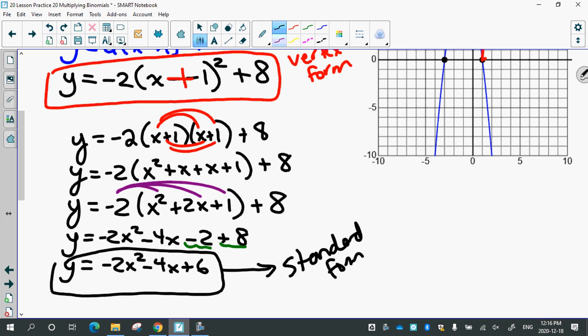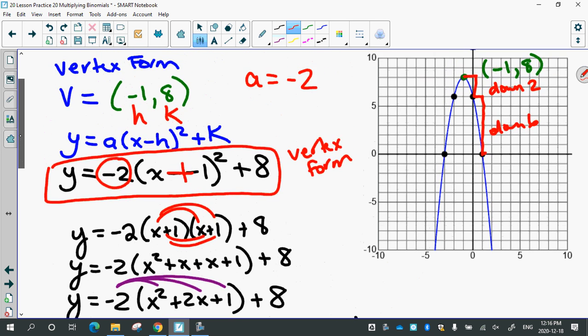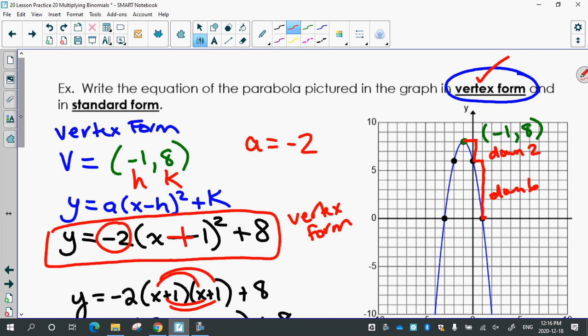And the standard form should have the same A as the vertex form. Notice that they both have -2 for A. And 6 should be the y-intercept. So check up on the graph and see if the graph touches the y-axis at 6. Here's the y-axis. 1, 2, 3, 4, 5, 6. Yes. Okay. So the y-intercept is the C in standard form.